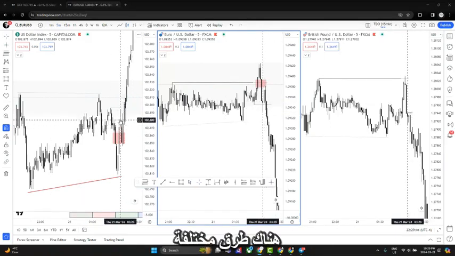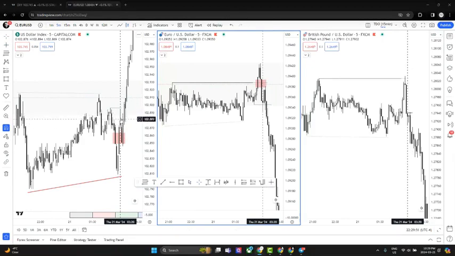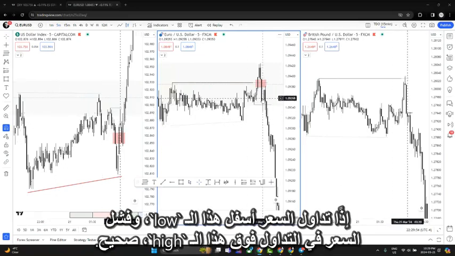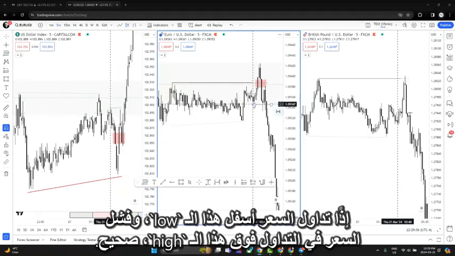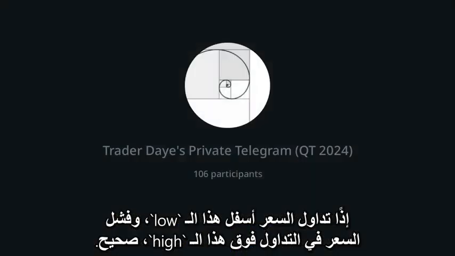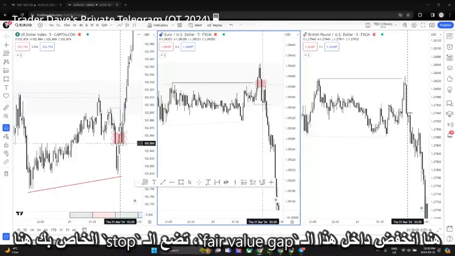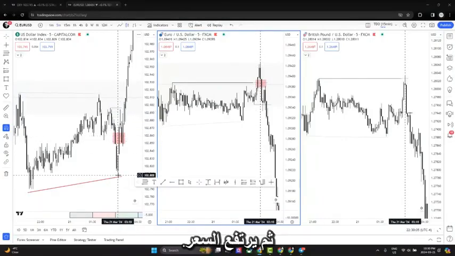So there are different ways to use the precision swing point. It's not just one way that you can use it. Right? So we had price trade below this low. Price failed to trade above this high right here. Fell within this fair value gap. You'd put your stop here. And then price ran. Price rallied.